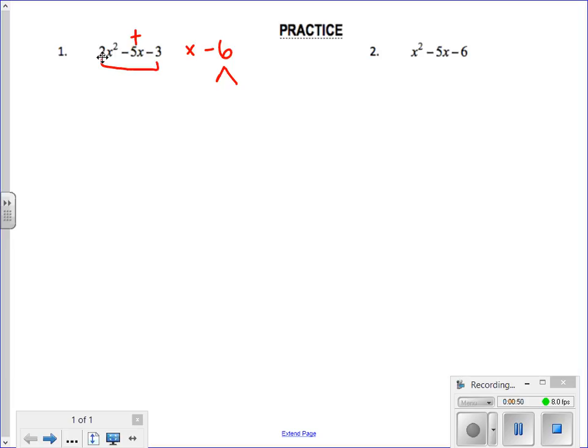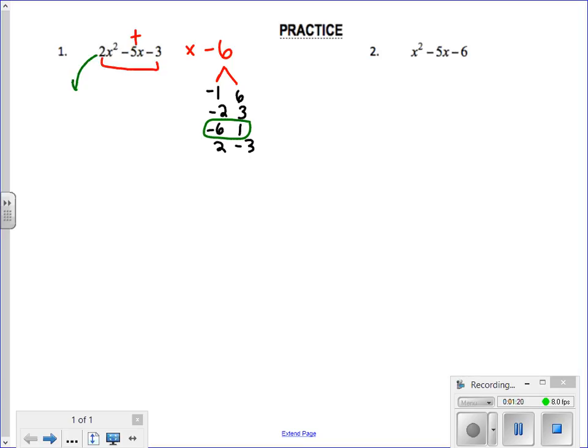Okay, when I think through a list of numbers that might multiply to negative 6, I have negative 1 and 6, negative 2 and 3, negative 6 and 1, and 2 and negative 3. All right, we have to figure out, do any of those add to negative 5? Well, it turns out negative 6 and 1 add to negative 5. Negative 6 plus 1 equals negative 5. So I'm going to split the middle using those two terms.